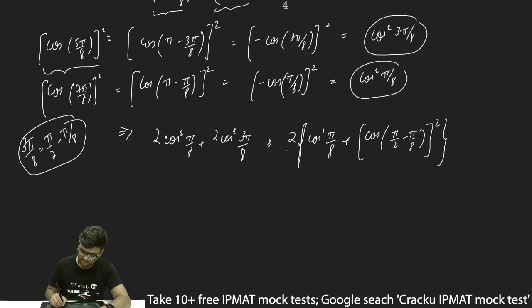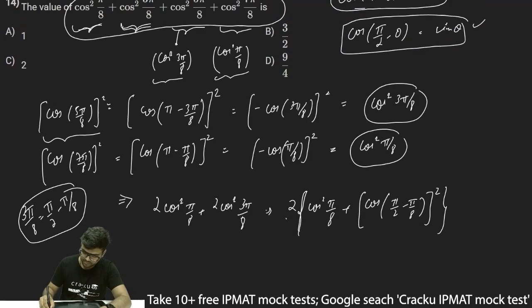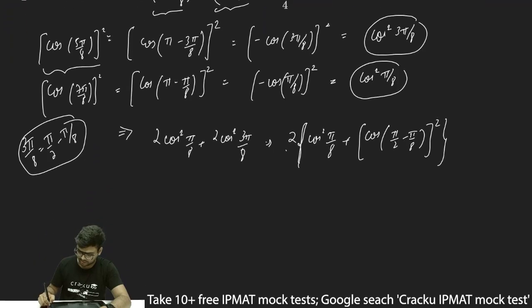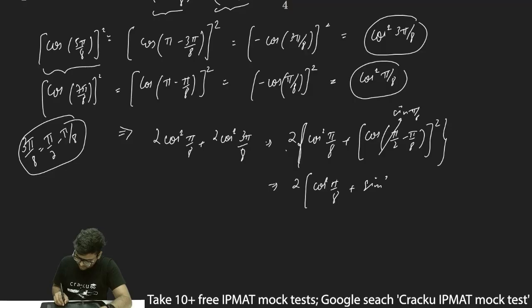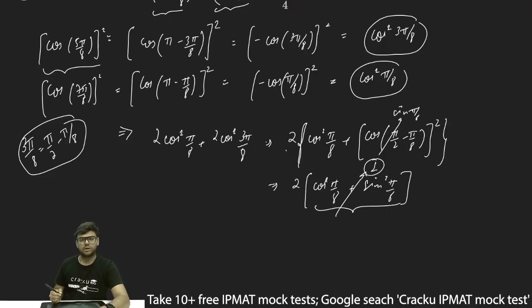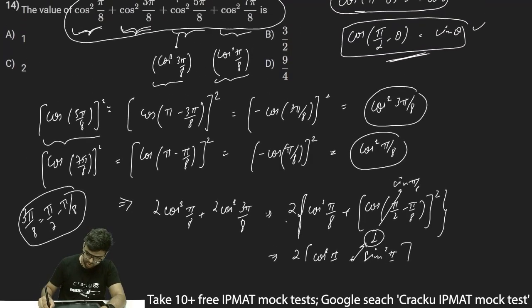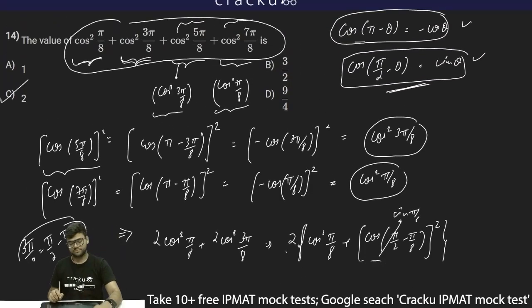Now cos(π/2 − θ) can be written as sin θ. Therefore, this is further simplified to 2 times [cos² π/8 plus sin² π/8], since it is whole squared. Now this entire thing is basically 1. Cos² π/8 plus sin² π/8 is equal to 1, and therefore the entire expression simplifies to the value 2, because 2 into 1 is 2, and thus the correct answer will be option C, which is 2.